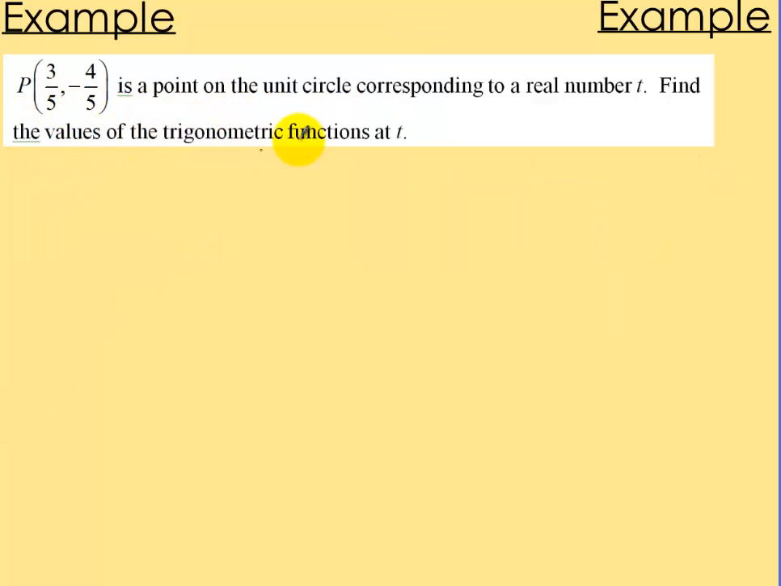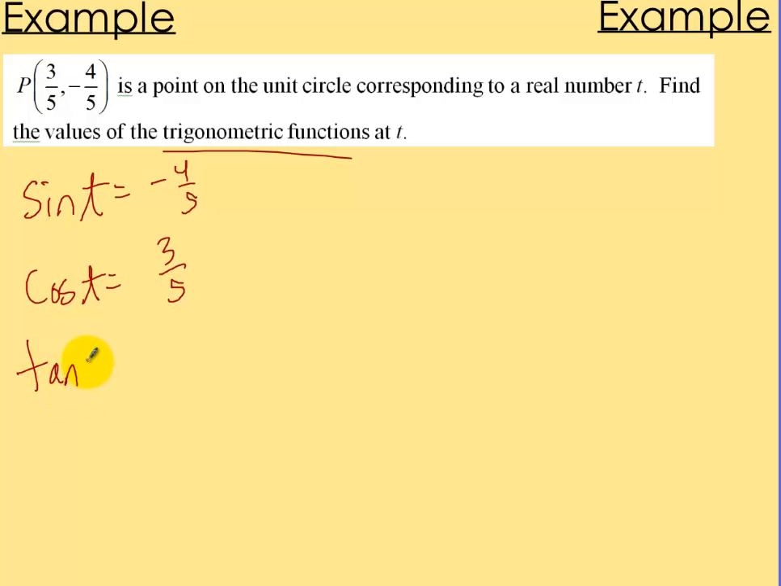Alright, so we got this point on a unit circle, find the values of the trig functions. Well, the first, sine and cosine, are easy. The sine value at t is going to be the y value, so negative 4/5. The cosine of t is going to be the x value, so 3/5. And the tangent is going to be sine over cosine, so negative 4/5 divided by 3/5. Those 5s are going to cancel, so you're left with negative 4 over 3.